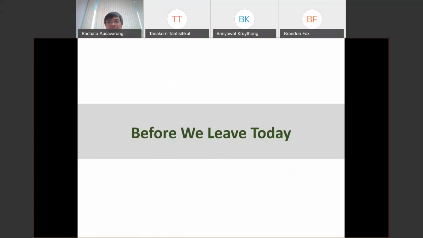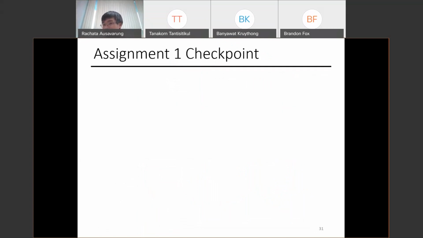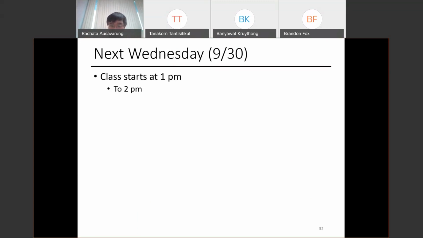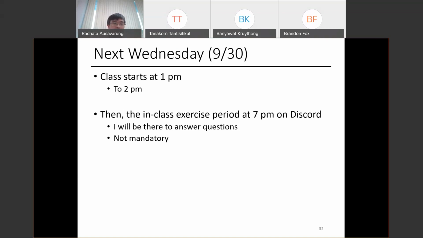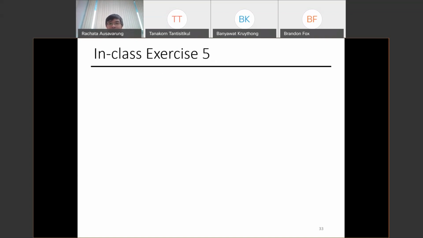Before we leave today, remember that we have an assignment 1 checkpoint next week. And then I'll talk about the assignment a little bit so you know exactly what to do and what's going on. One more thing, next Wednesday, I have a conflict from noon to 1 p.m., so we can start the class at 1 p.m. Yes, we'll continue the lecture into 2 o'clock. Then the in-class exercise starts at 7 p.m. on Discord. I'll be there to answer your questions, but if you finish the in-class exercise, you don't have to attend. It's not mandatory. And in-class exercise 5 is on Canvas. Please go and check it out.